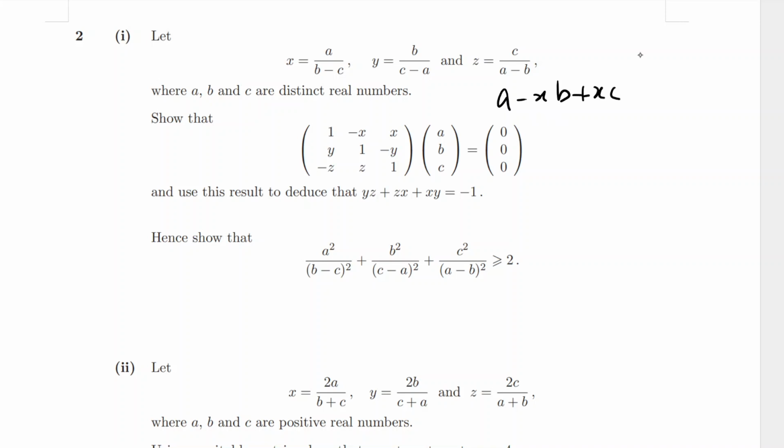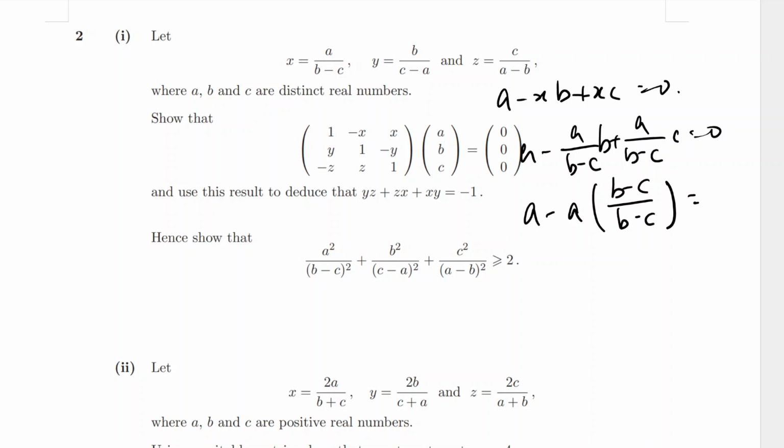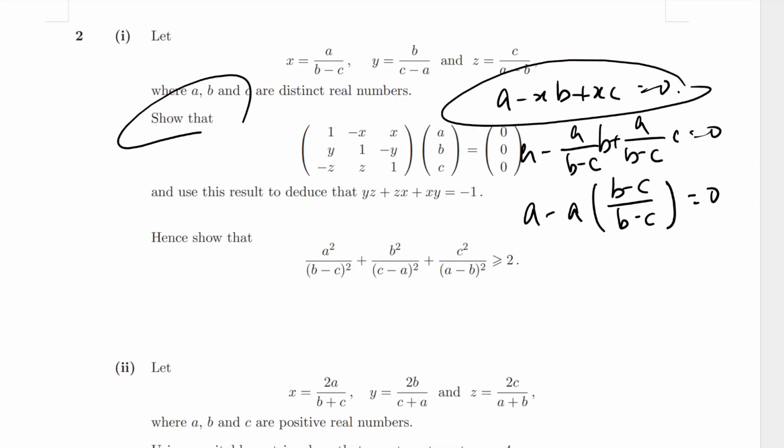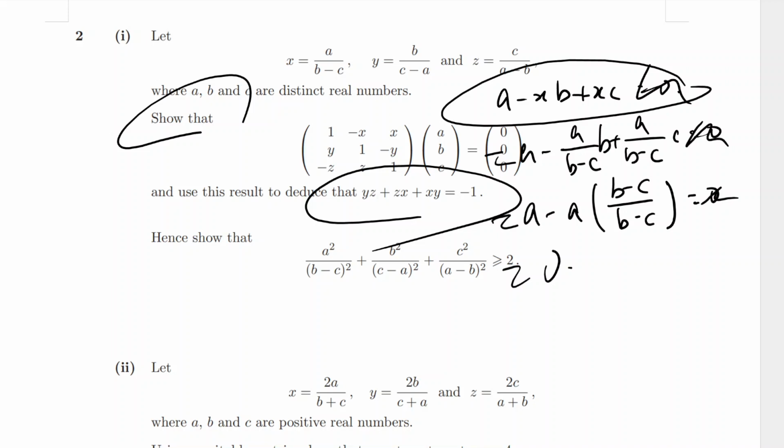So, what could I do? You chuck in the numbers properly, right? So a minus a over b minus c times b, plus a over b minus c times c equals 0, and then you just factorize. It becomes a minus a factorized, b minus c over b minus c, and that is trivial. By the way, when you show something, please don't start with the equation. That's a really bad habit from me. Start without the 0, please. Do this, equals 0. All right, cool. And the same for y and z. This is symmetrical.